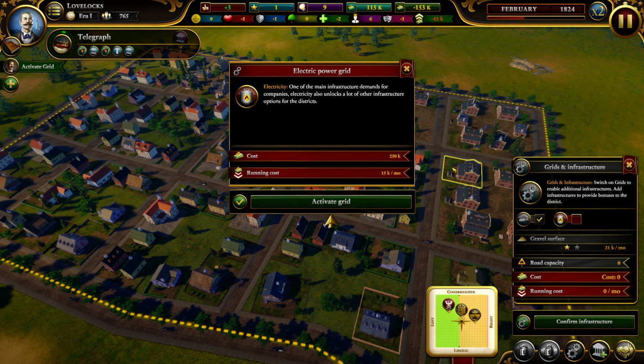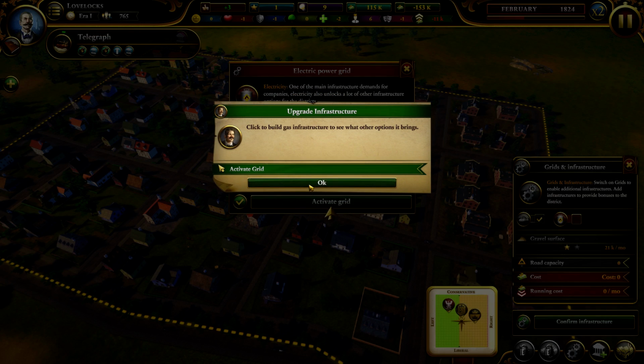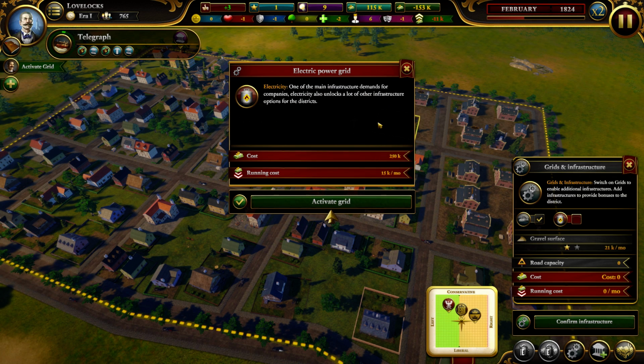Electricity also unlocks a lot of other infrastructure options for the districts. It's going to cost $250,000. And it's going to cost us $15,000 per month. But we're already losing so much money. It's telling us to activate it, though. We're going to, like, fail miserably during this tutorial, aren't we?